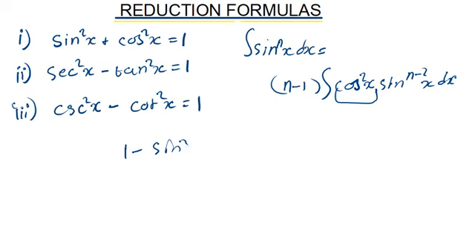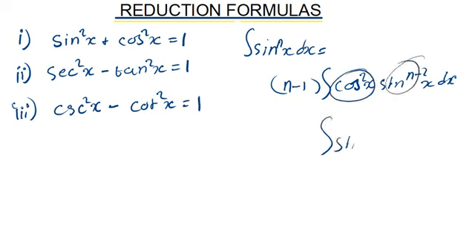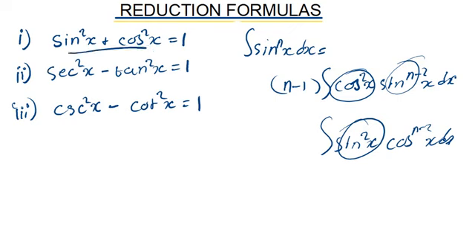And the same goes for cosine. There is a point where you're going to have a sine squared of x, then cosine n minus 2 of x dx. Where there's sine squared, you use this identity and replace it in terms of what? In terms of cosine. And that's how we use that one.